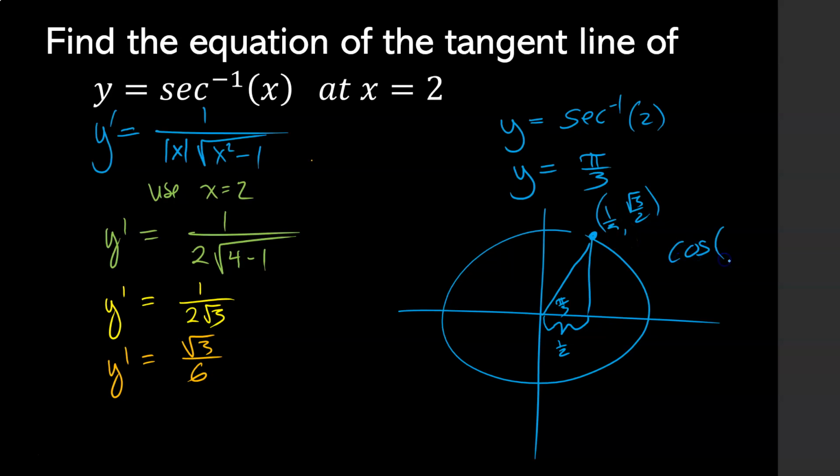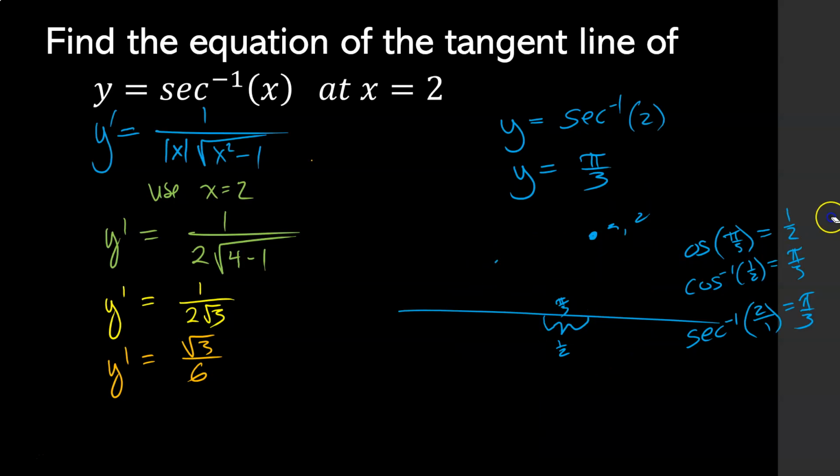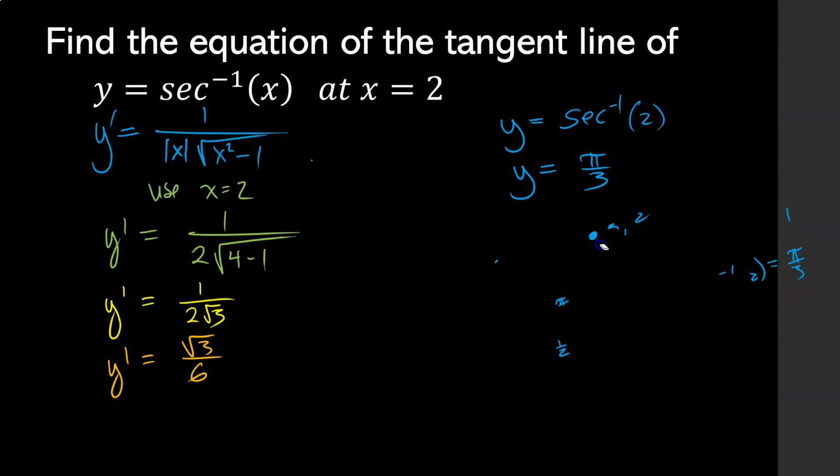So cosine of pi thirds is 1/2. That's almost the same, but not identical to inverse cosine of 1/2 is pi thirds. And I guess what I was thinking is inverse secant of that reciprocal, 2 over 1, is also pi thirds. That's maybe a better way to go. All right, but let's just get rid of that because ideally you know trigonometry.